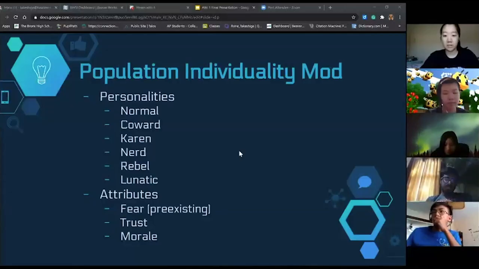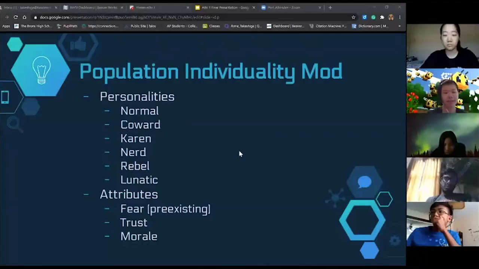Each personality type makes up a different percent of the total city population, and these personality types range from normal, which is considered least extreme, to Karen, to rebel, each characterized by their own actions and behaviors, but also having their own starting levels of fear, trust, and morale. Those 3 attributes change over time to reflect the actions taken by people in the game and by the player. So by implementing these components, we made the game experience become richer and more realistic.